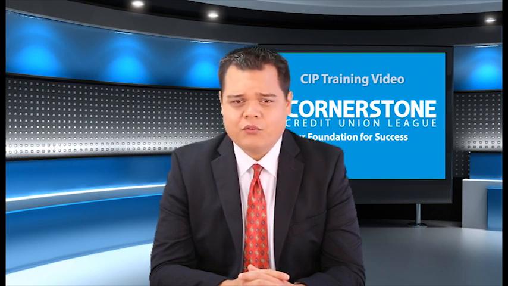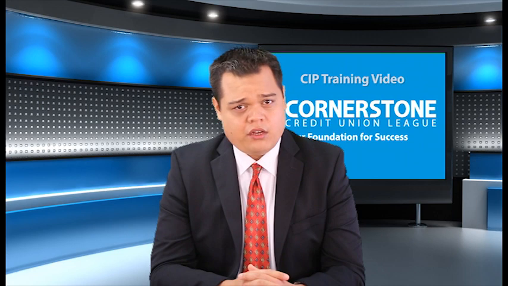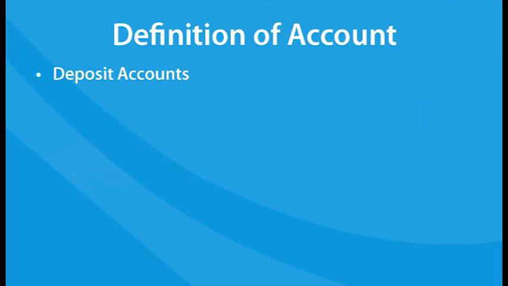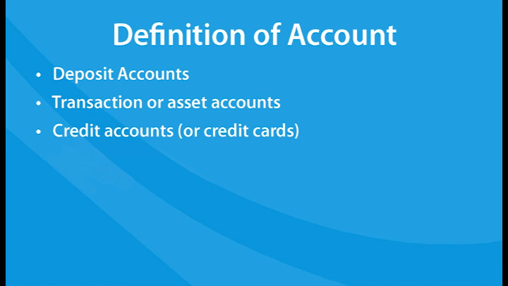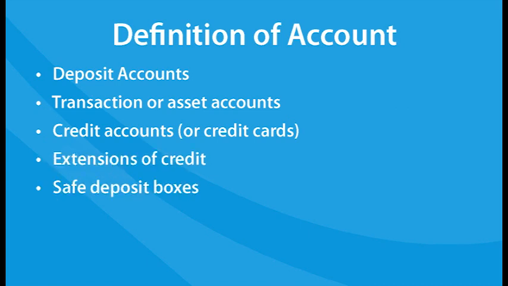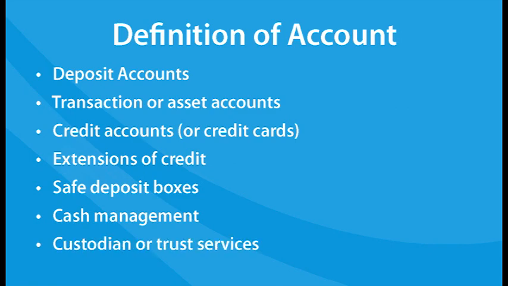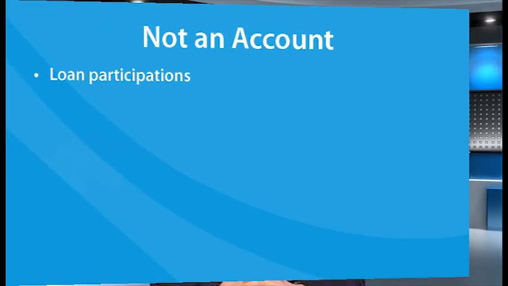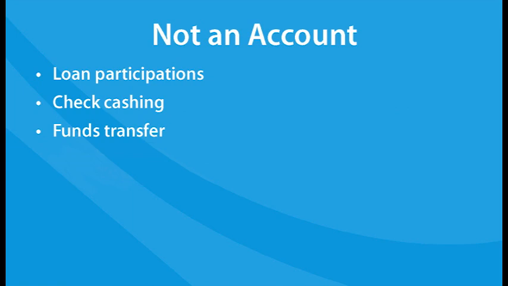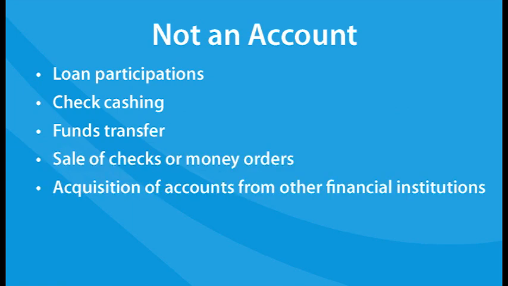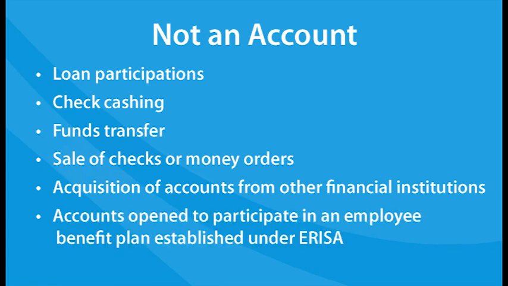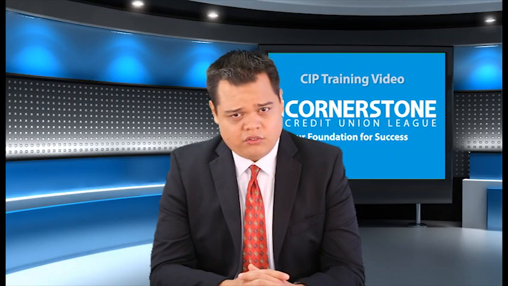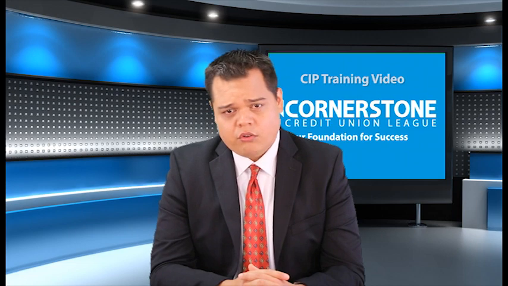An account is defined as a formal banking relationship to provide or engage in services, dealings, or other financial transactions, and includes deposit accounts, transaction or asset accounts, credit accounts or credit cards, extensions of credit, safe deposit boxes, cash management, custodian or trust services. Some things that would not be lumped into accounts would include loan participations, check cashing, funds transfer, sale of checks or money orders, the acquisition of accounts from another financial institution, or accounts opened to participate in an employee benefit plan established under the ERISA. CIP is not required when the credit union has an existing relationship, or for any beneficiaries or PODs on an account.